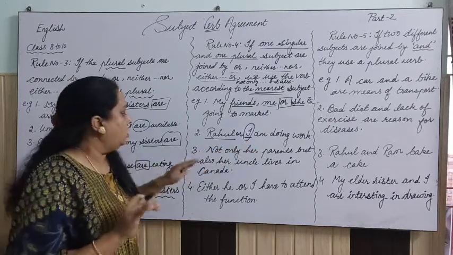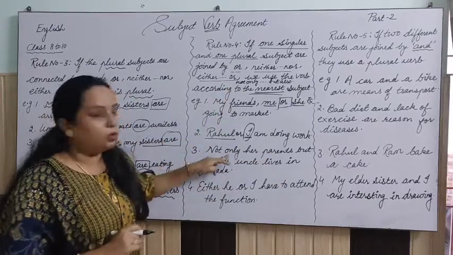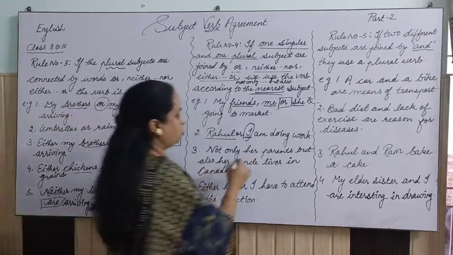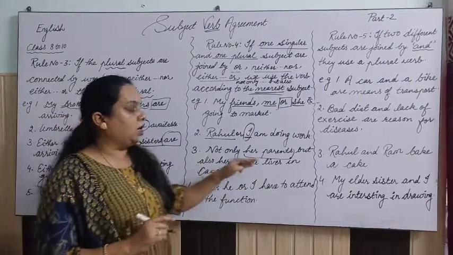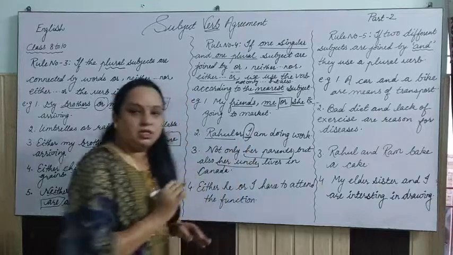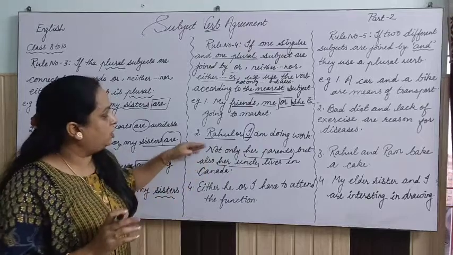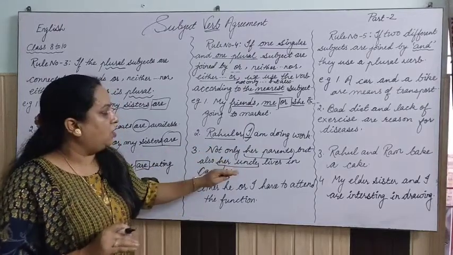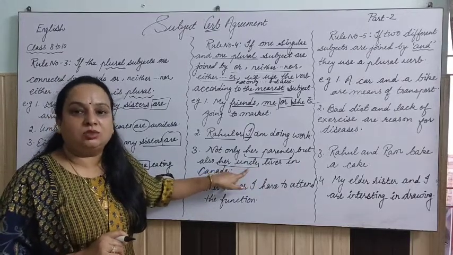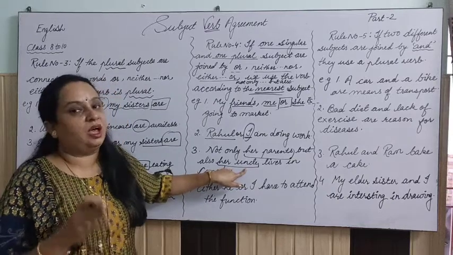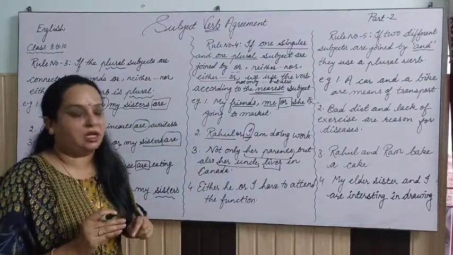That is the rule. Third one is not only her parents, but also her uncle. I have told you here, not only but also. So one is what? Her parents. Her parents is plural. But also her uncle. Her uncle is singular. So one subject is plural and one subject is singular, and this is attached with not only but also, right. Now what we have to see, the nearest subject is what? Uncle, and uncle is singular. So with the singular we have to use a singular verb, that is what? Lives. Okay, so lives is the right answer.